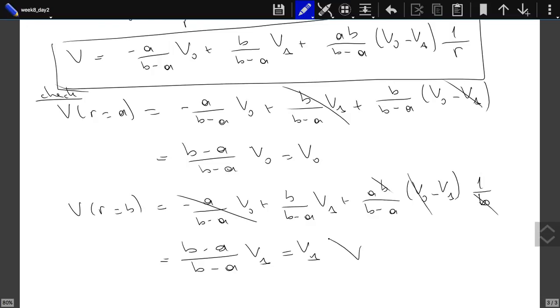So the solution I obtained was constructed to satisfy the boundary conditions. But of course, it's possible that we made some mistake in our steps. We might have forgotten some minus sign, some other factors. So just to make sure, we checked our result that it satisfies the boundary conditions. And we had actually shown that it does satisfy the boundary conditions. So that is our solution.